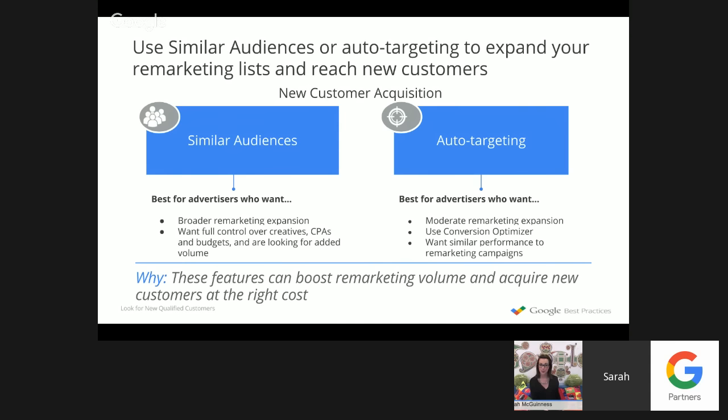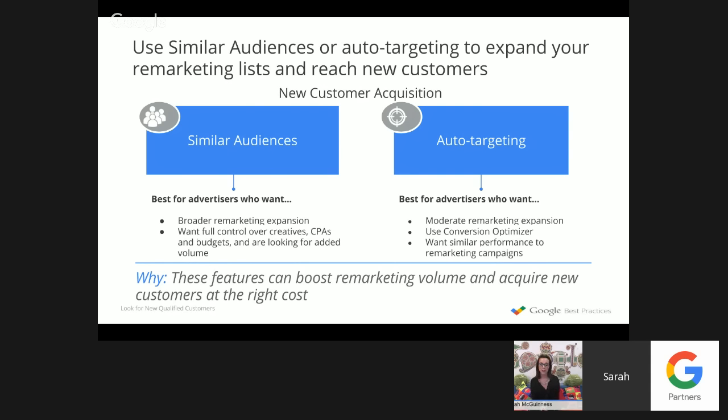So now on to auto targeting. Many of you may not be familiar with this, but hopefully a lot of agencies are already using this. Based on your remarketing list, we expand only to audiences with a significantly high probability of conversion. Similar audiences have similar characteristics and traits to your remarketing list, whereas with auto targeting, yes, they're similar, but they have a significantly high probability of conversion.